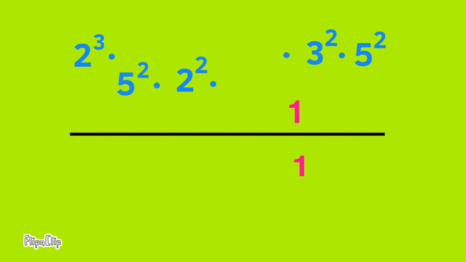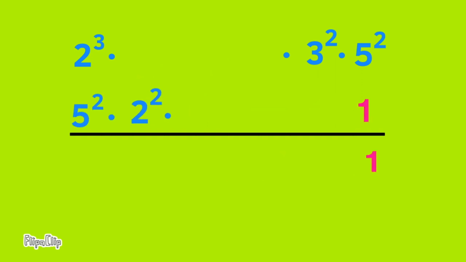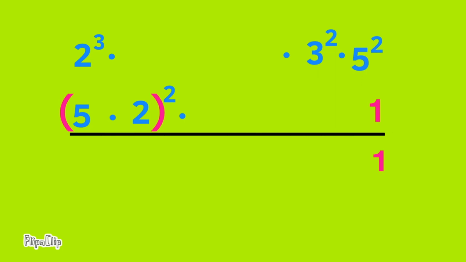I notice terms with the base of 5 and 2. I like that because 5 times 2 equals 10. 5 to the power of 2 times 2 to the power of 2 is the same as 5 times 2 all to the power of 2. Which of the remaining pair of terms would you match with this 5 to the power of 2 to make it easier for you?